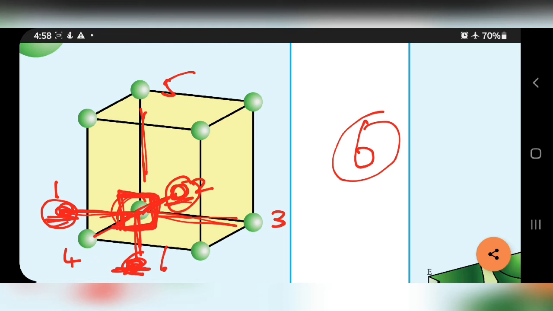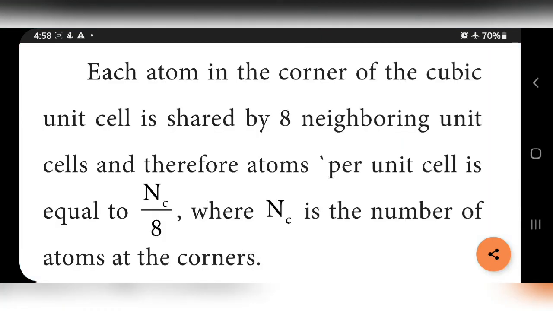The number of nearest neighbors surrounding a particle in a crystal is called the coordination number. That is, each atom is surrounded by some number of atoms, and that particular number is called the coordination number. Here in simple cubic, each atom is surrounded by 6 atoms, so the coordination number is 6. Each atom at the corner of the unit cell is shared by 8 unit cells. Already explained.